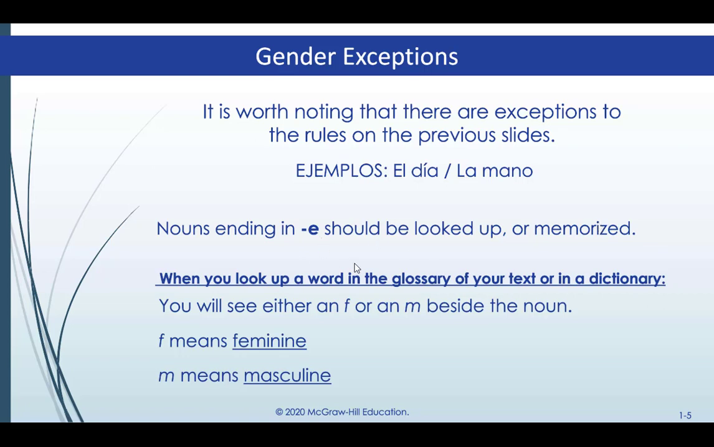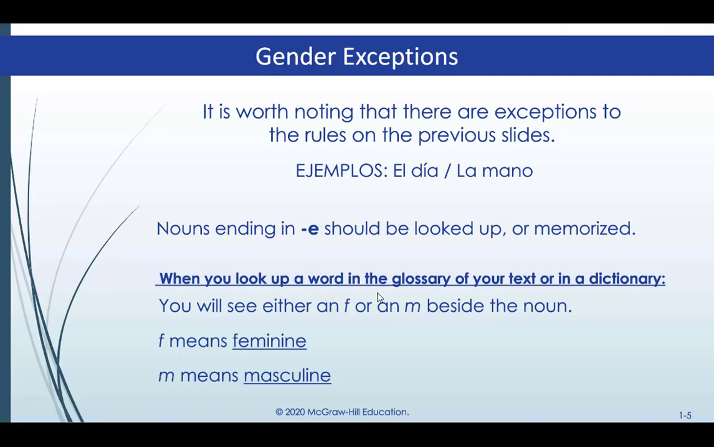You're going to have to memorize or at least study the ones that we have in our book, the vocabulary words that we have in our chapters. You have to look at those, and if they have a feminine article in front of it, you'll know that it's feminine. If it has a masculine, you'll know that it's a masculine noun, okay?